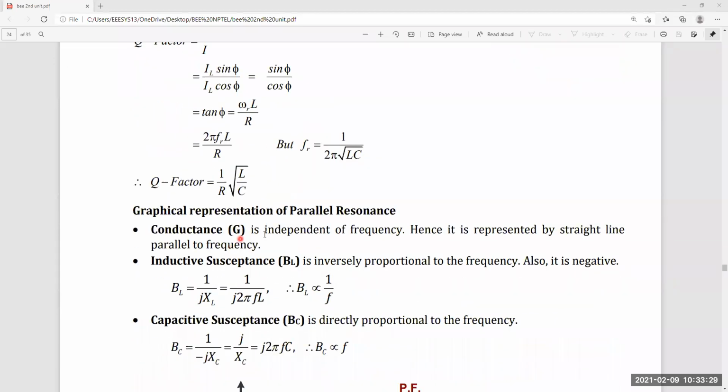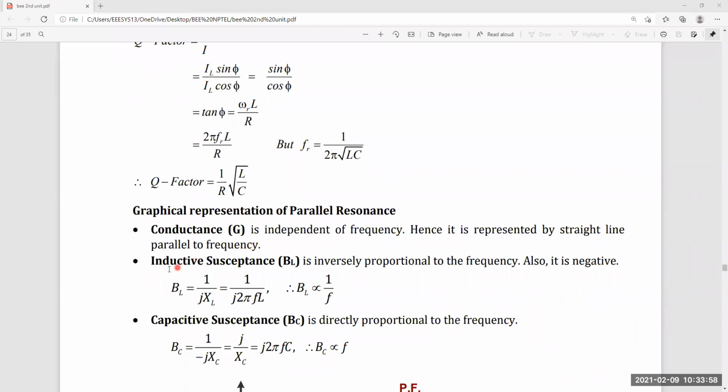Similarly, here also is one graphical representation of parallel resonance. Here we have to take conductance, whereas for series RLC we took impedance, that is called R. Here conductance is called G, independent of frequency, G is equal to 1 by R. Hence it is represented by a straight line parallel to the frequency axis.